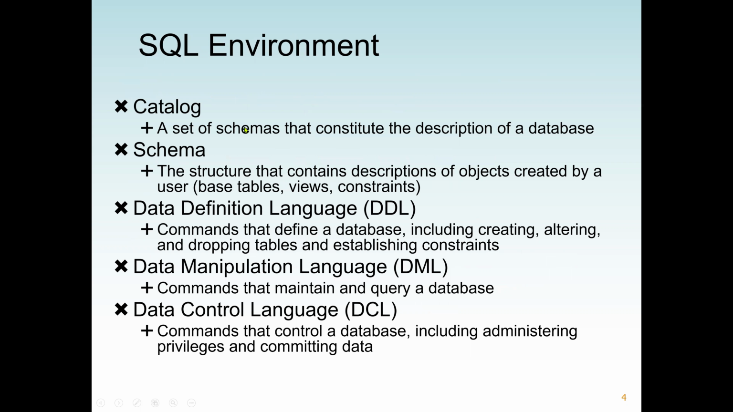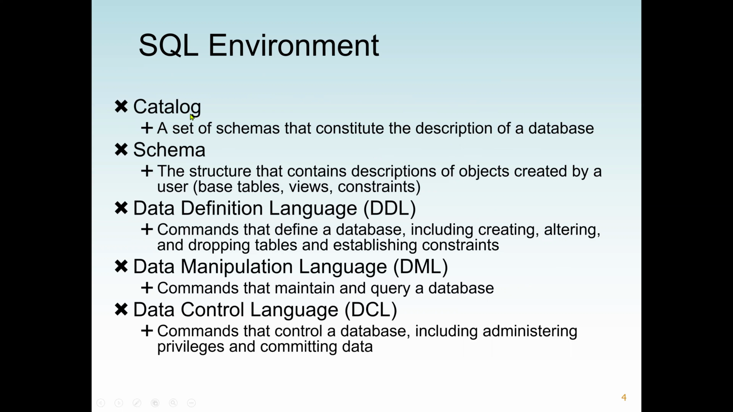So the SQL environment. First, these are some few definitions we should go through. First, what is a catalog? A catalog is a set of schemas that constitute the description of a database. So the main thing is the description of the database system, and it's called a catalog. And also we have a schema. We know schema goes with diagram or sketch, and the catalog goes with information about something.